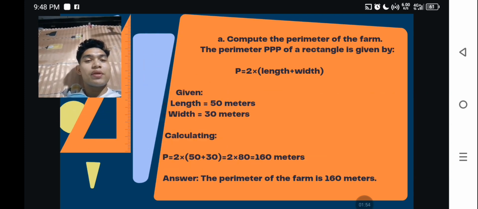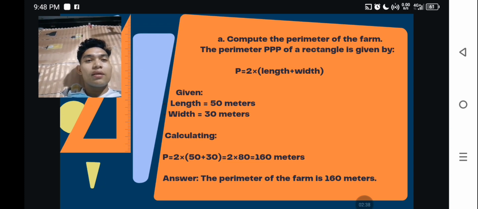The first question, or letter A: compute the perimeter of the farm. In the slide, you can see that the perimeter equals 2 times the length plus width. The given length is 50 meters and the width is 30 meters.